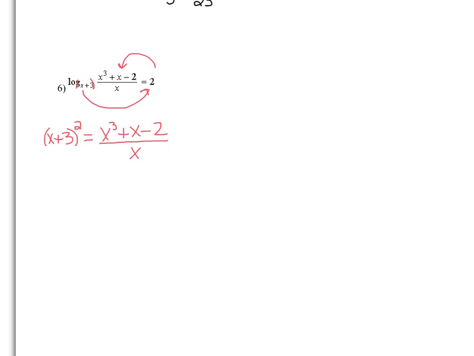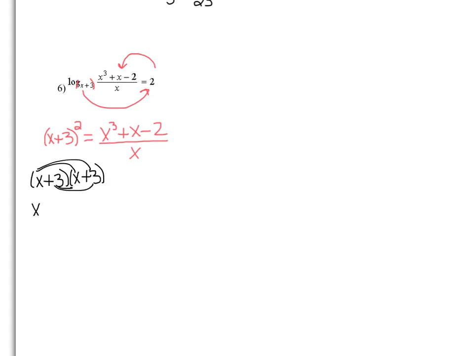That first step is testing your ability to change a log to an exponential. From here on is testing your ability to solve algebra. So I know it's confusing because we're combining the two things, but let's take this a little bit slower. I think I can simplify this. I know that x plus 3 squared means x plus 3 times x plus 3. So I'm going to double distribute that.